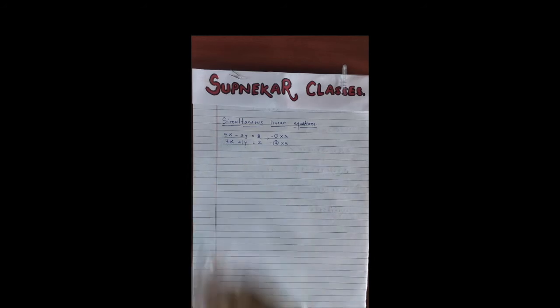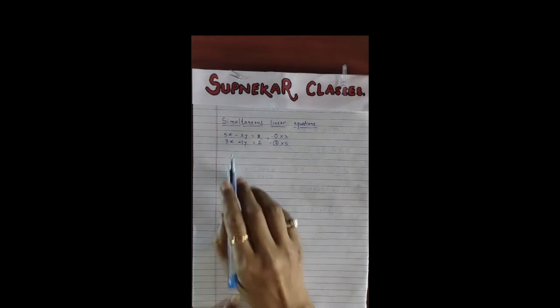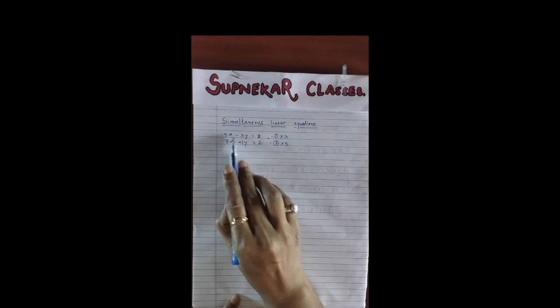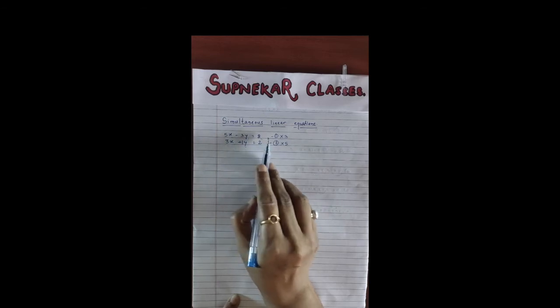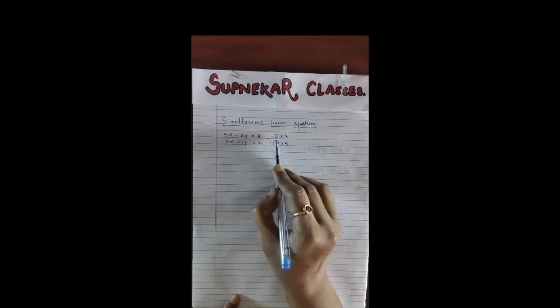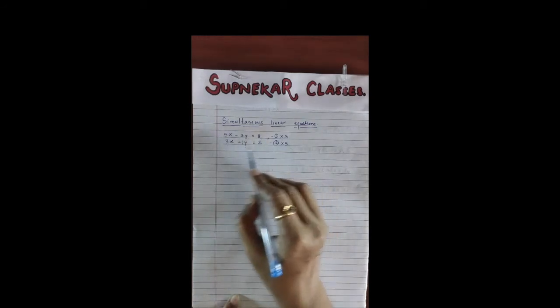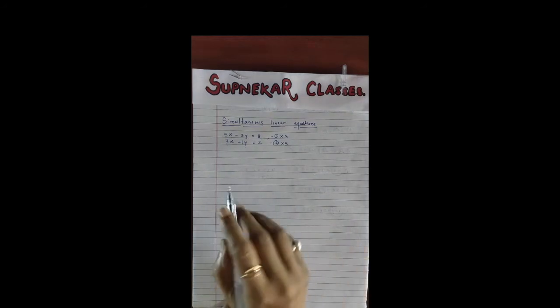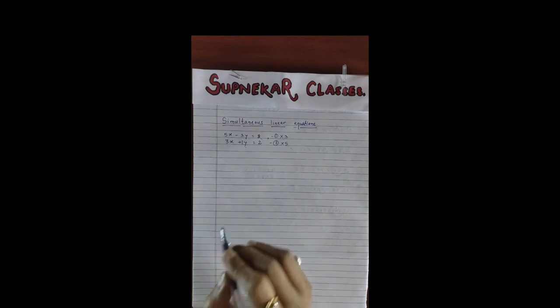Okay? Most of the times children make mistakes over here. They multiply only up till here. म्हणजे 5x and minus 3y are to be multiplied by 3, but they forget to multiply 8 also with the same number. You have to multiply the whole equation with the number. Okay, so now I will multiply and I will show it to you.